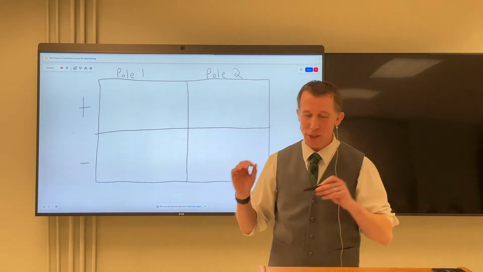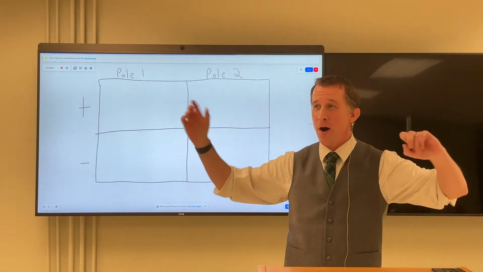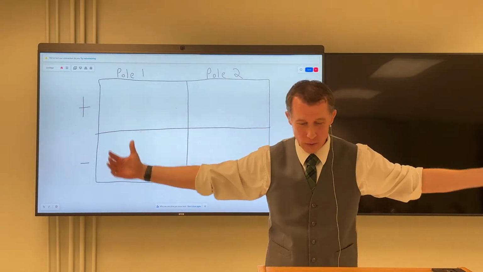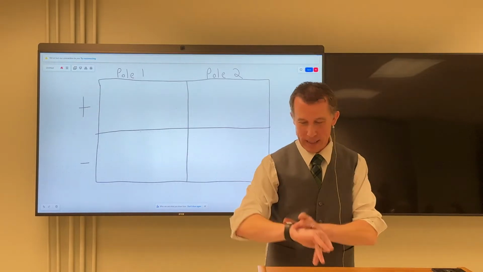So, 3 key shifts in approach to polarity and paradoxical situations that I think will help all of us in church and community and world do better. First is surfacing tensions. How much time do I have? I got time.